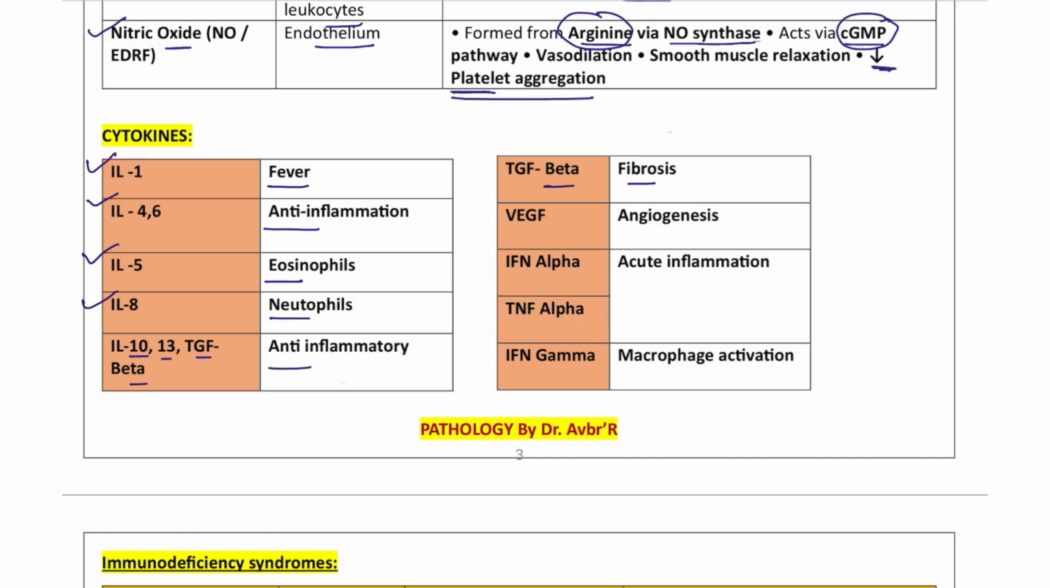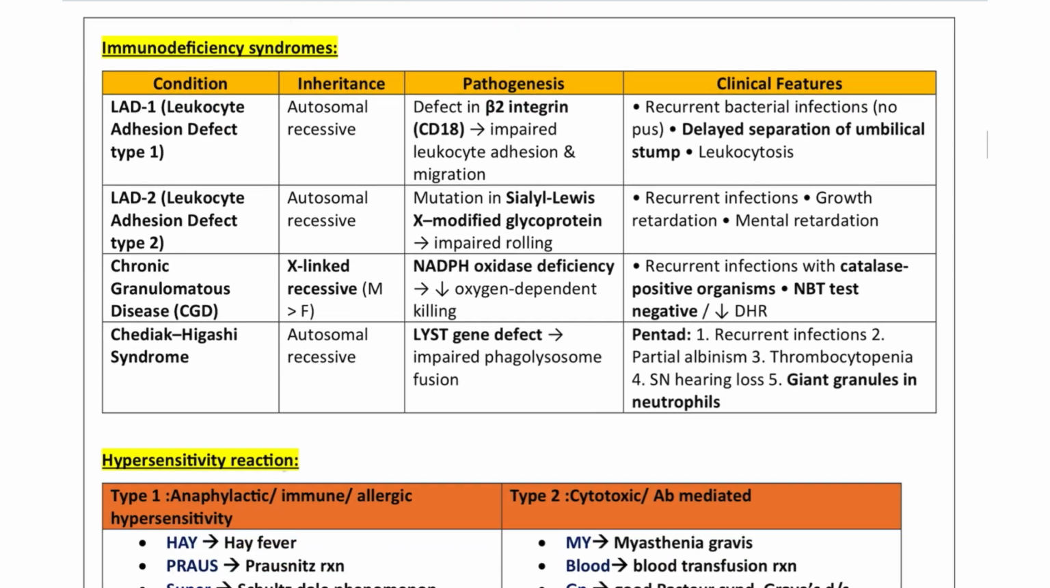And these vascular endothelial growth factors for the angiogenesis, neovascularization. Interferon alpha for the acute inflammation, TNF alpha again acute inflammation, interferon gamma is for the macrophage activation. Next, what are some of the immunodeficiency disorders that you should know.